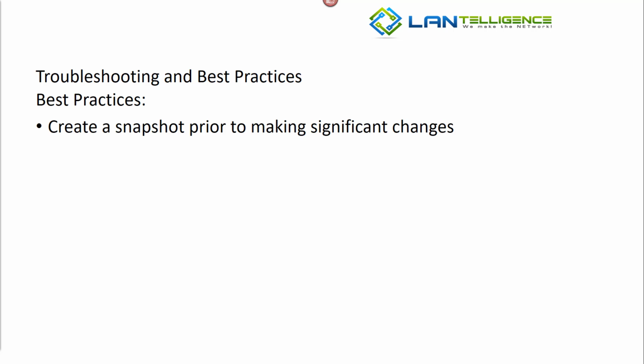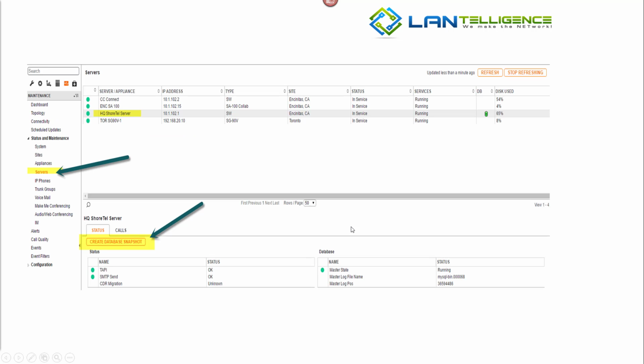So, best practices. If you are going to make a change on the system and you're unsure of what you're doing, or you're going to make a significant change, like changing your call routing from 3 to 4 digits, or from 4 to 5 digits, that's usually a one-way change. You can't come back from that. So we say create a snapshot prior to making a significant change. In ShoreTel Connect, under the servers, with the server highlighted, you'll see at the bottom it says create a database snapshot.